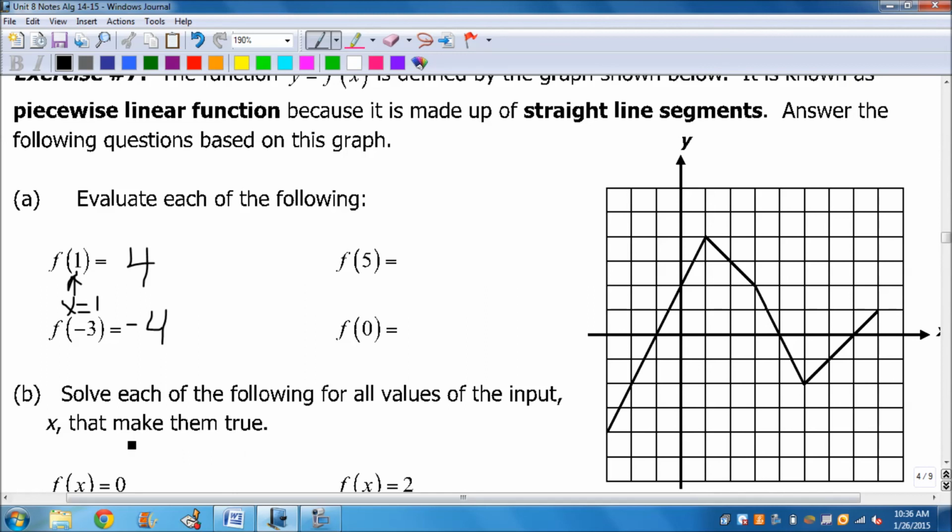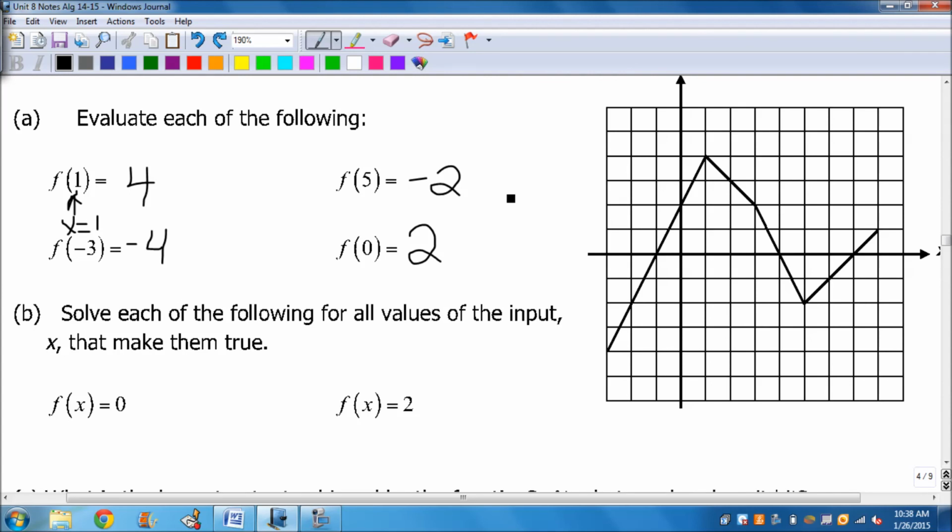All right, so f of 5 will occur when x equals 5. So I go to 5, and then I go down. That means my y value or my output is negative 2. And then f of 0, right here, means x is 0, so my output is 2. Okay? All right, question B.